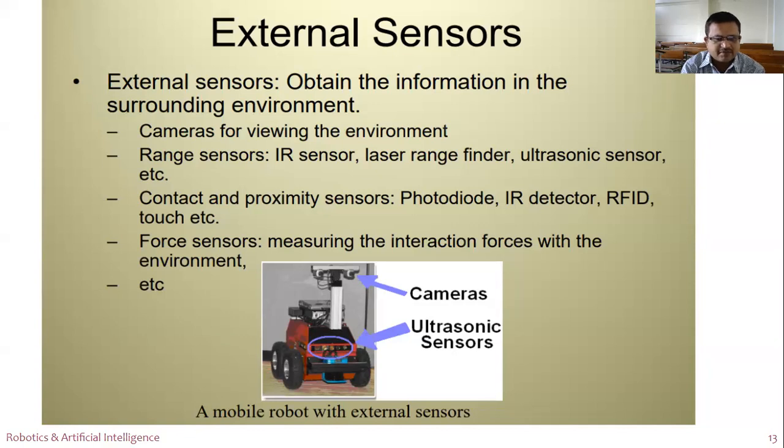These are cameras for viewing the environment, range sensors, that is infrared sensor, laser range finder, ultrasonic sensor, etc. Contact and proximity sensors, photodiode, IR detector, RFID, touch, etc. Force sensors measuring the interaction forces with the environment, etc. This is the mobile robot with external sensors, cameras, ultrasonic sensors.